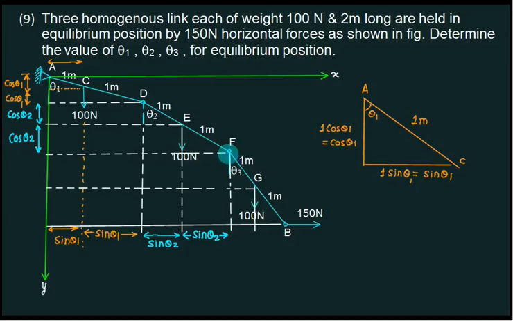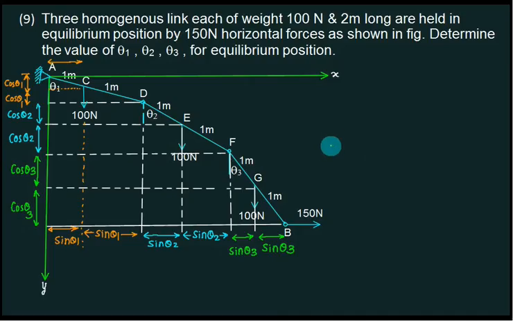This is 1 meter, this side is cos theta 3. This one is cos theta 3, then what is this opposite side? Sin theta 3. The last is also the same. We have first force P1. P1 I will take at C. So this is my C point.